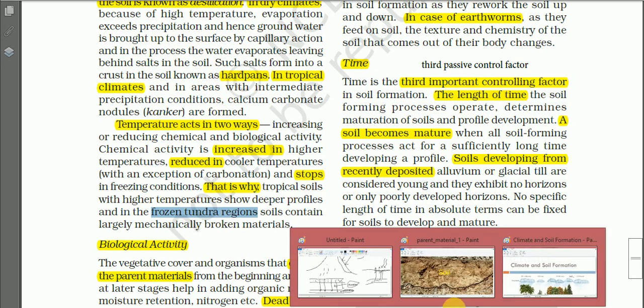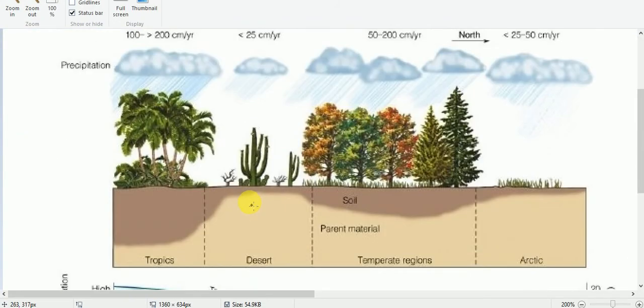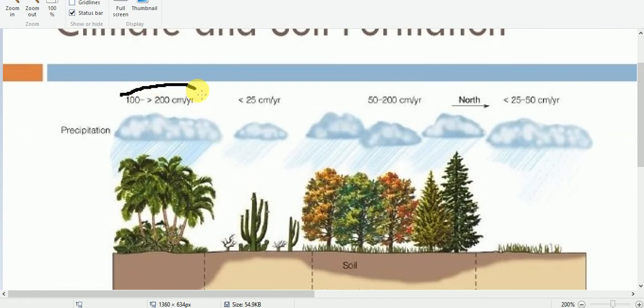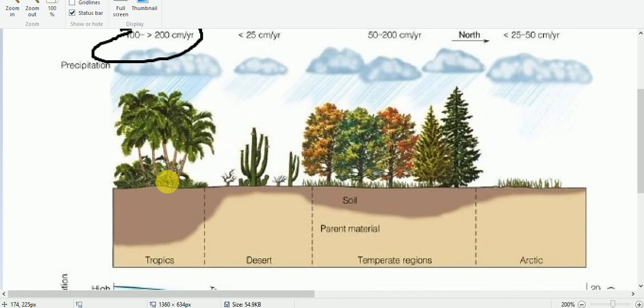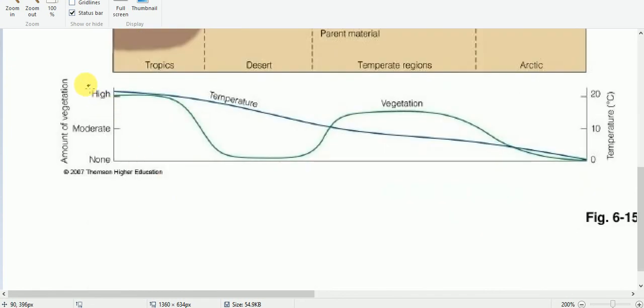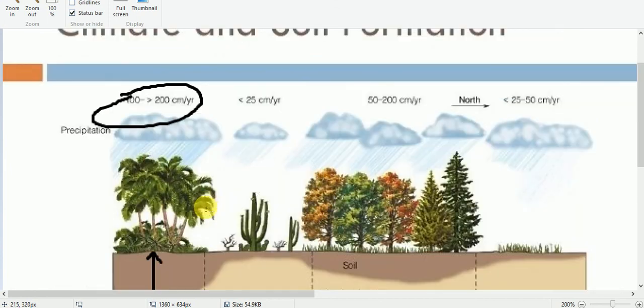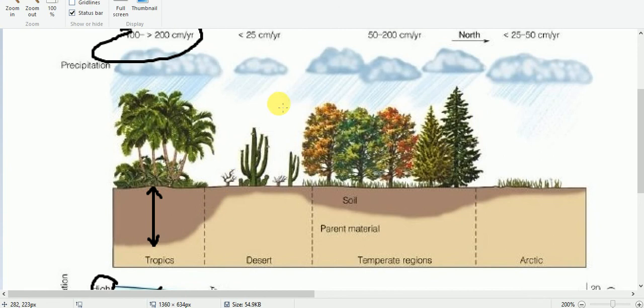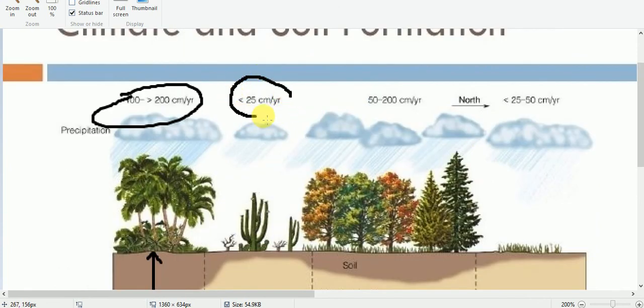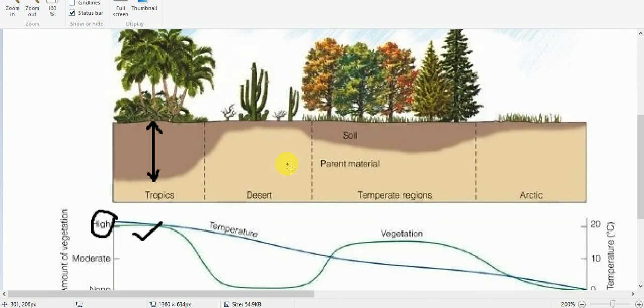Okay, so let us see one diagram. See here, this is the amount of rainfall, and here in the tropical areas temperature is high. See the graph here, temperature is very high, and that is why we have got a thick layer of soil here. In the tropical areas the rainfall is high, the temperature is high, and that is why we have a thick layer of soil mantle.